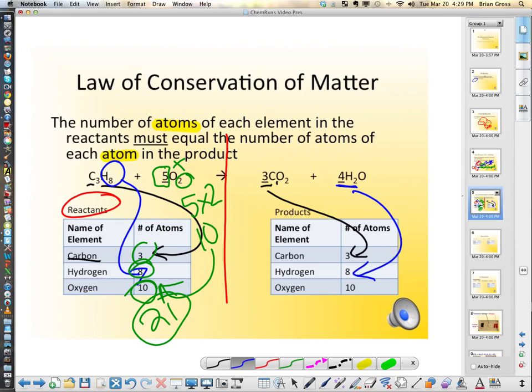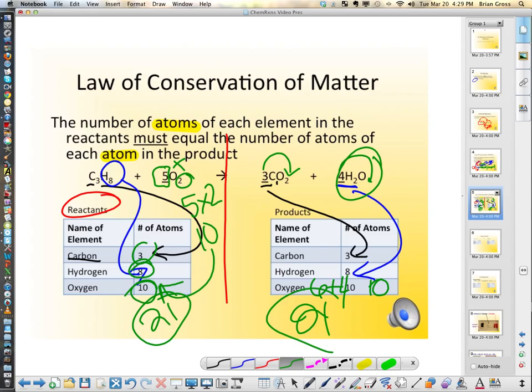And then for hydrogen, we have it here, and we have 4 times 2, which is 8, so it goes here. And then for our oxygen, we have 3 times 2, which is 6. There's the answer. So we have 6. And then we also have oxygen over here, and we have 4 times 1, which is 4. So 6 plus 4 equals 10, which is what I have here. So let's add these up. How many total do I have? 21. Look at that. Those are equal.